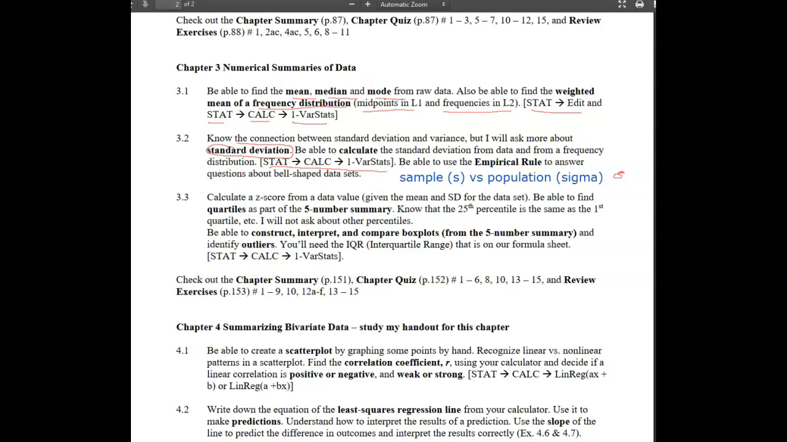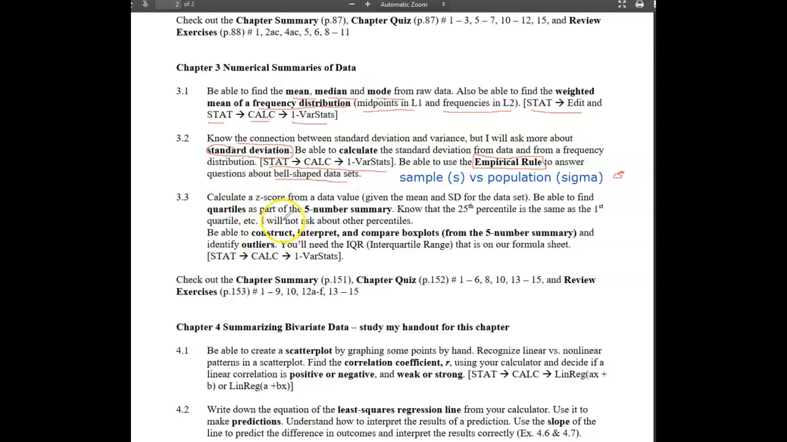And then we did have the empirical rule in 3.2. And remember, that's not on the formula sheet. So you are going to want to write those percents down on your note card if you don't have them memorized. And that's for bell-shaped data sets.